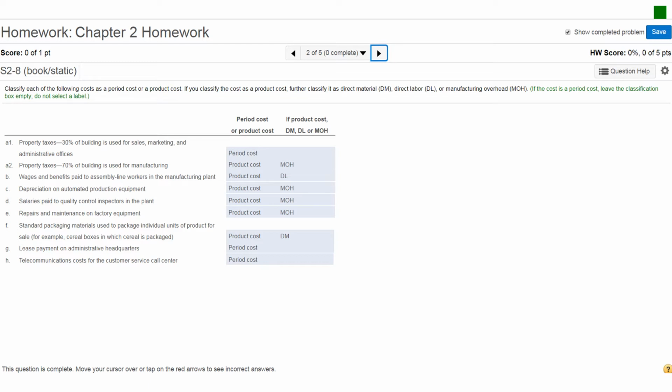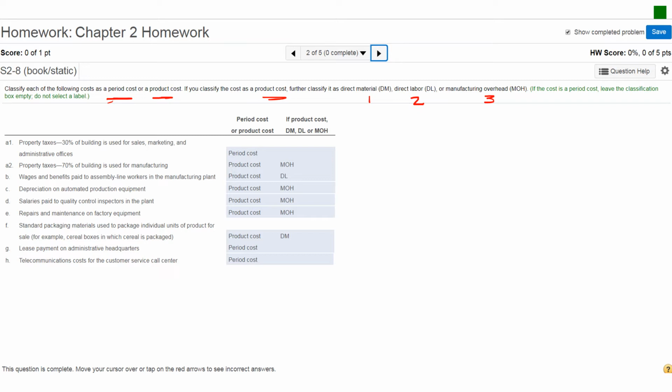This is question number 2 in your Chapter 2 homework, and again, we're still talking about product versus period, and for product costs we're going to further classify them as either number 1, direct material, number 2, direct labor, or number 3, overhead. So we've got basically letters A through H.